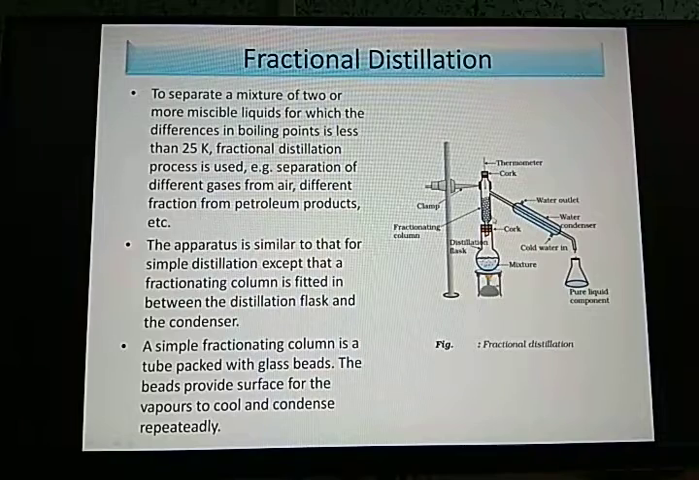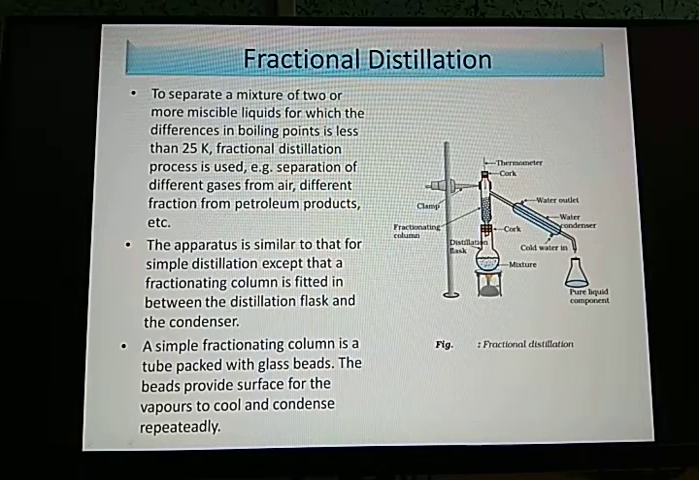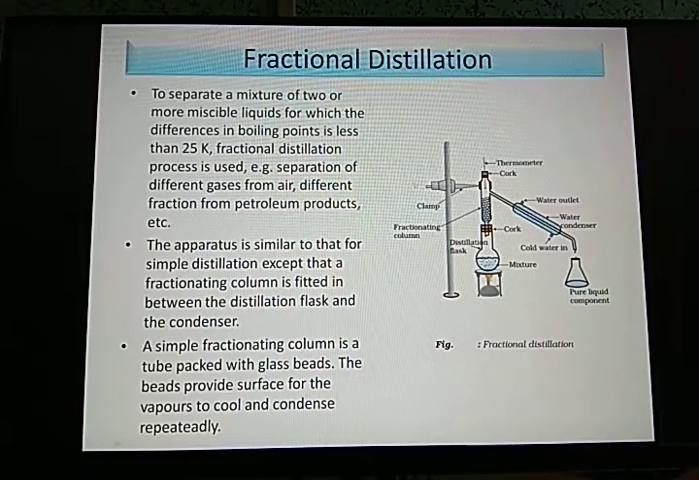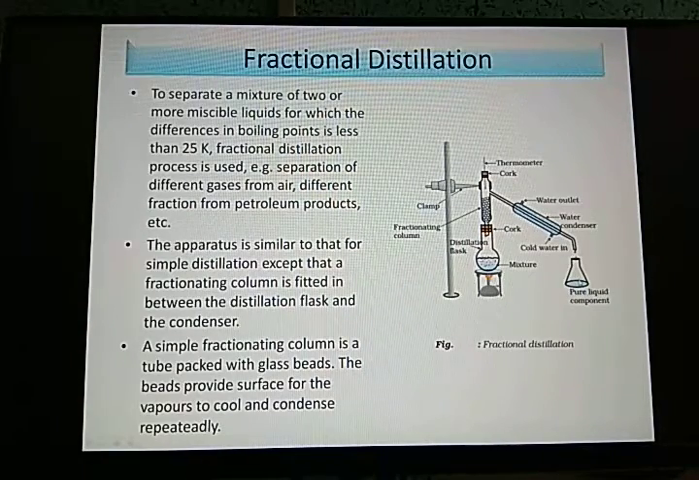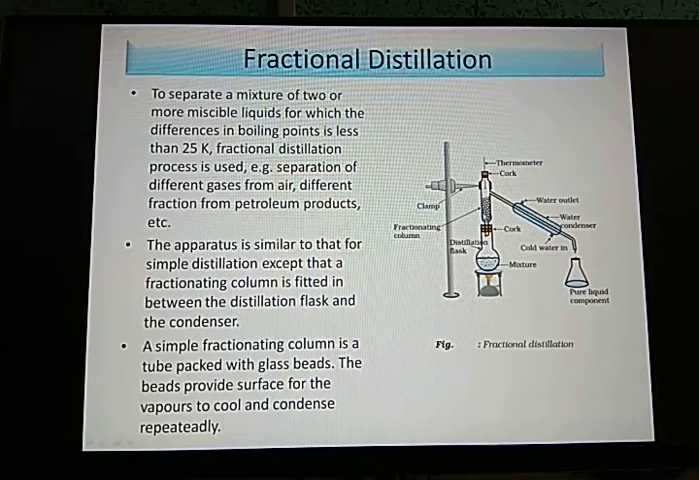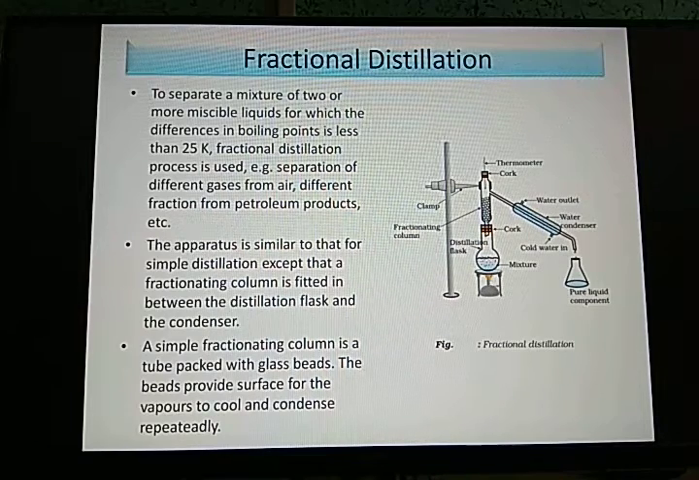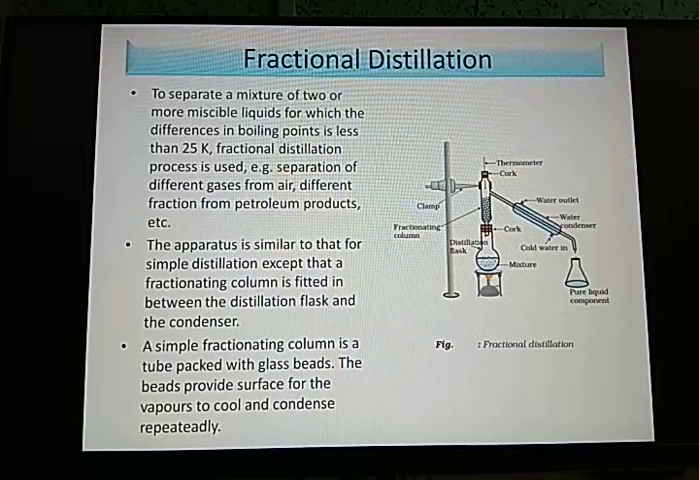So this fractionating column helps to put a barrier to the vapors, and it gives time for one miscible liquid to completely vaporize and then turn back to liquid form. Then another starts vaporizing, and the same process continues. So this fractionating column is helpful to separate out mixtures of miscible liquids having a boiling point difference of less than 25 Kelvin. So this brings us to the end of today's video.